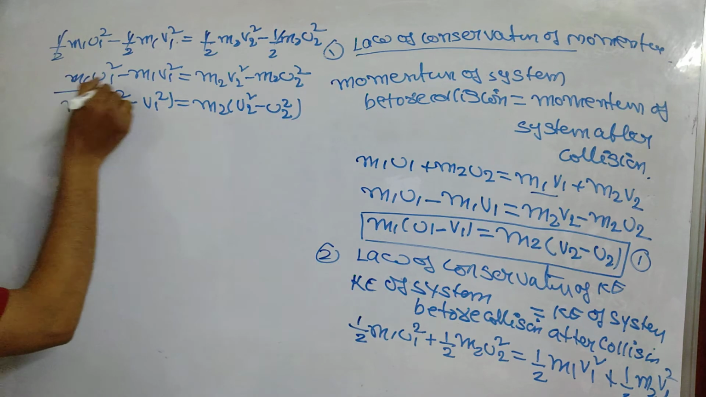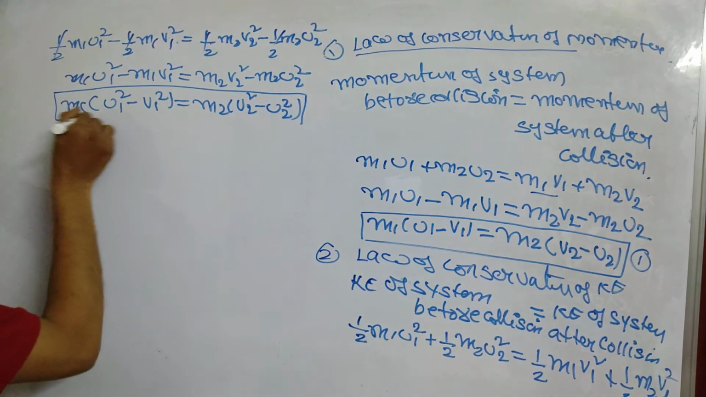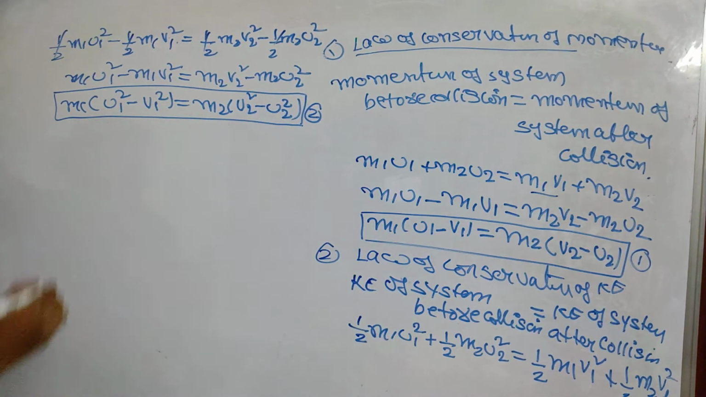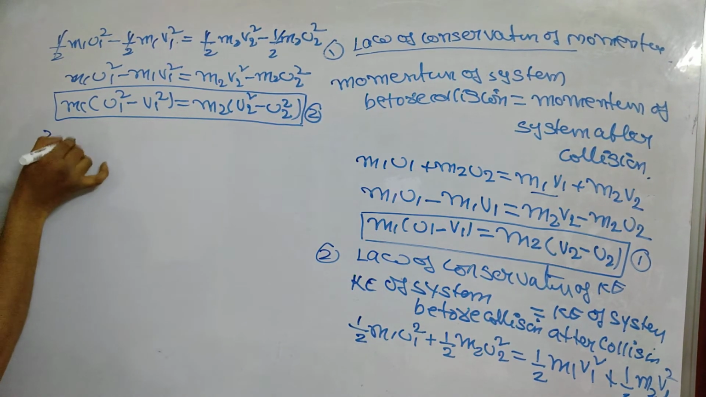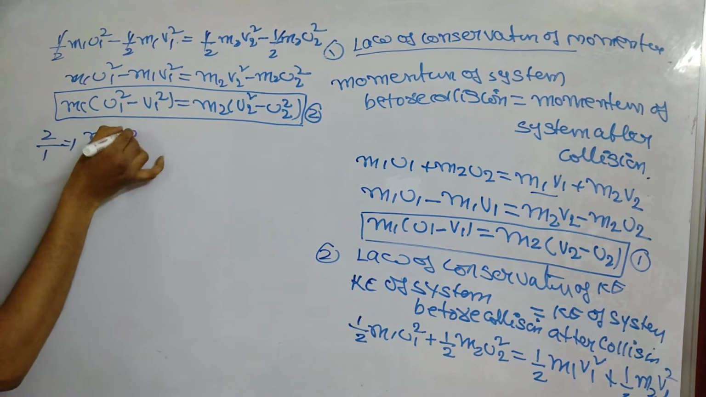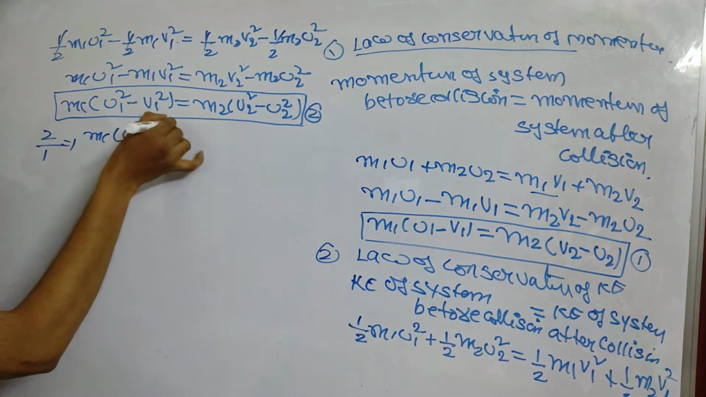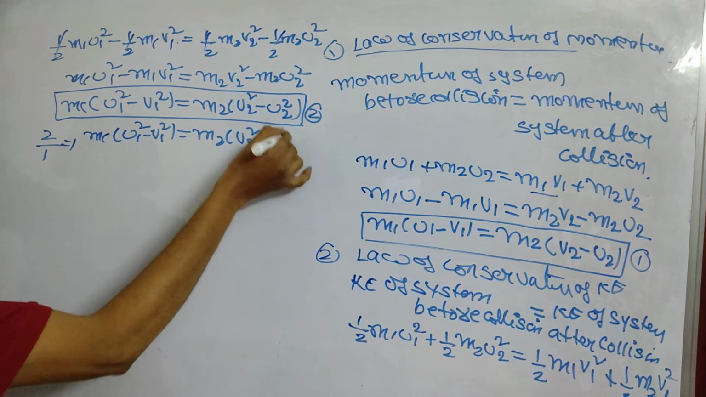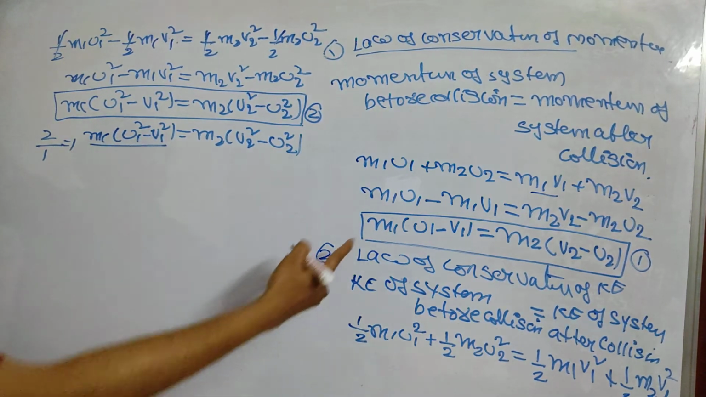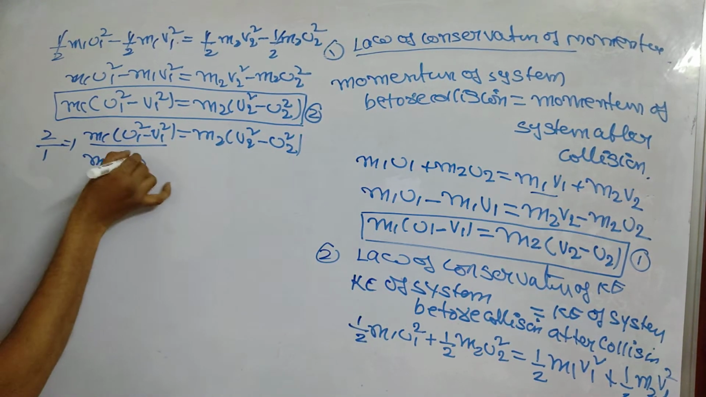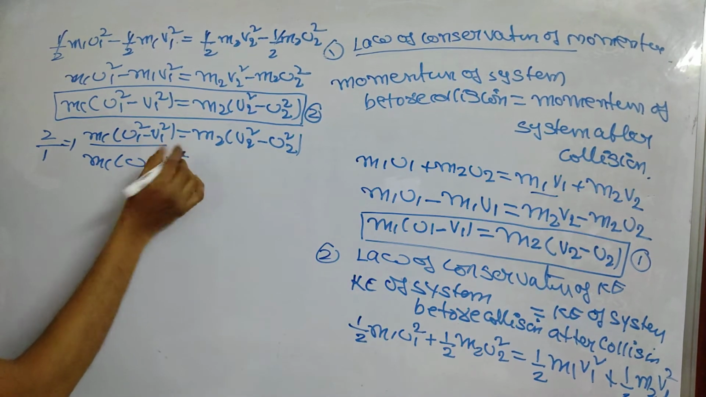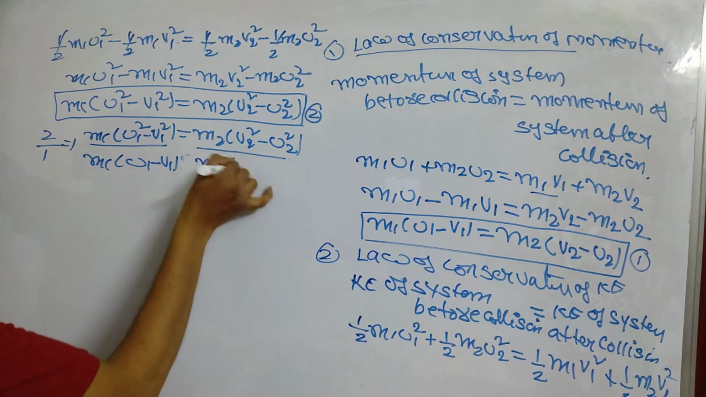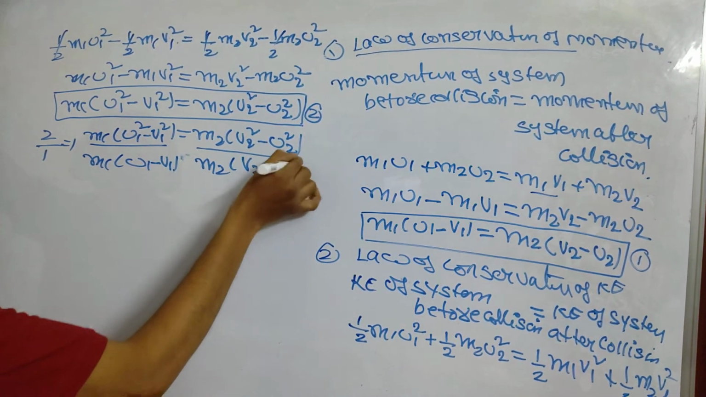Now you give to this number, after the earlier that series will come, it is 2. Now do the step here, it is 2 by 1. I repeat this step once again. m1 of u1 square minus v1 square equals m2 of v2 square minus u2 square, divided by m1 of u1 minus v1, and here second one divided by m2 of v2 minus u2.